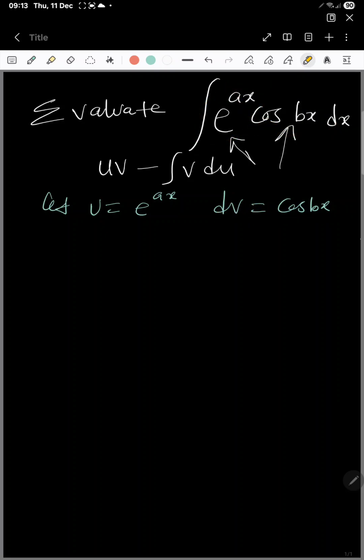From there we need to make sure that from the u we get du and from the dv we get v. Getting du from u is simply to differentiate. Differentiating e to power ax, you get an a and you multiply that a throughout by the function. So we get a e to power ax. Now from there we get v from dv.